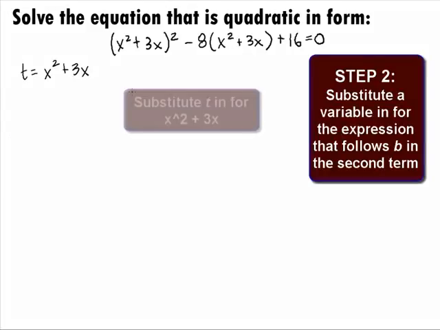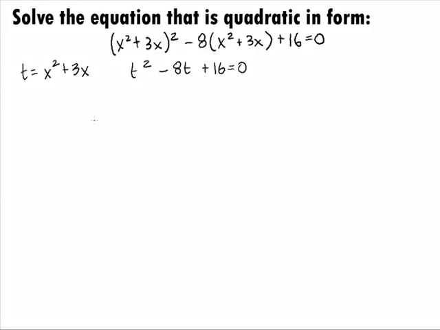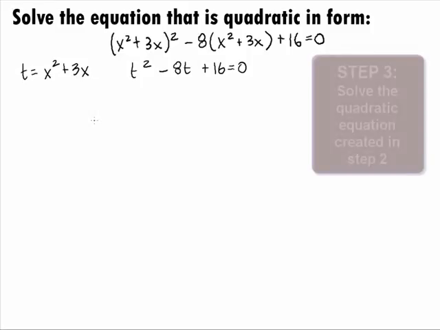Next, we need to substitute t in for x squared plus 3x in the original equation. We have a base of x squared plus 3x being squared, so when we substitute t in for x squared plus 3x, we start with t squared minus 8 times, and we have another x squared plus 3x, so we'll replace that with t, plus 16 equals 0. Because we started out with an equation that was quadratic in form, we now have a quadratic equation to solve.